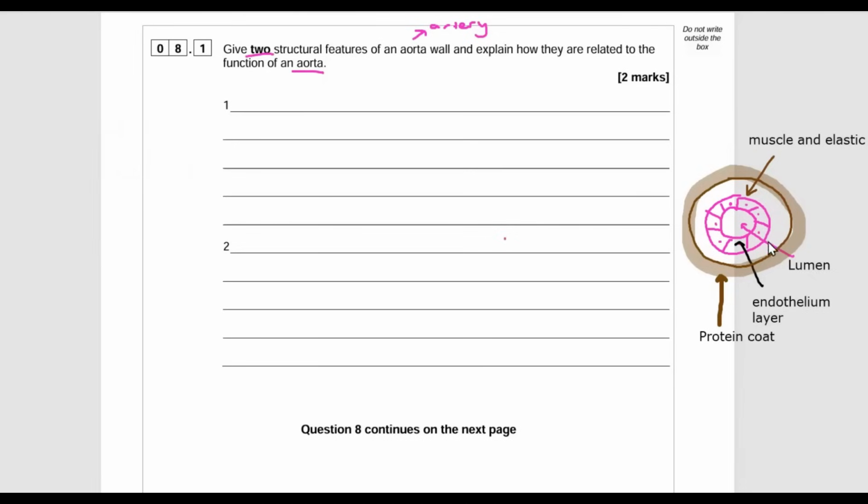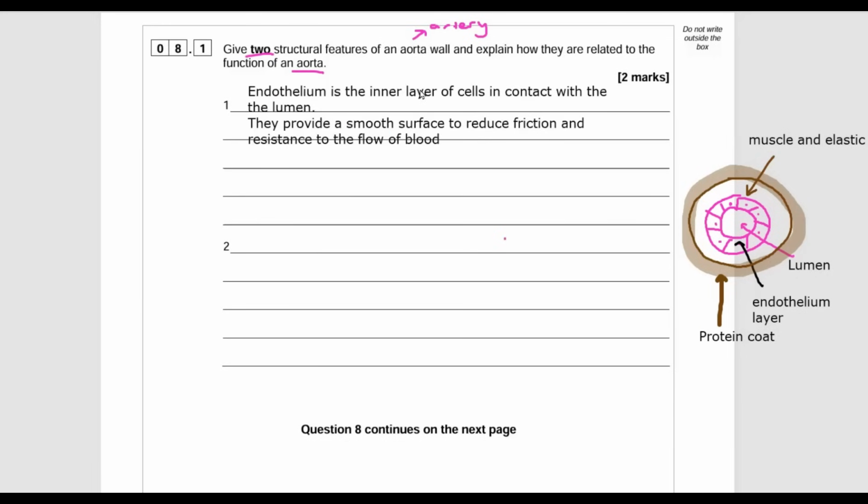We've got a little lumen in the middle. We've got an endothelium layer, a single layer of cells on the inside. We've got the protein coat on the outside. So you can name any of these structures. Muscle and elastic fibers are really 2 different structures. So let's go through them. Endothelium is the inner layer of cells in contact with the lumen. They're smooth, so they reduce the friction of the blood as it goes past, reducing the chance of you having a blood clot or anything like that.